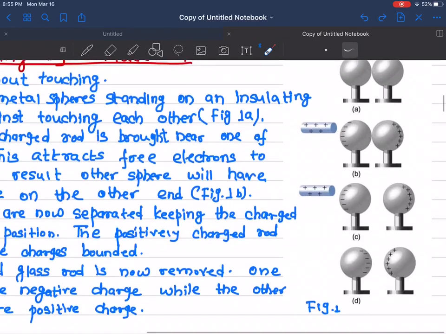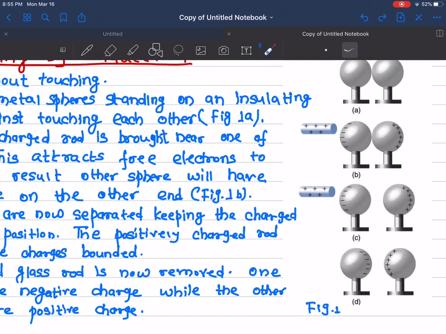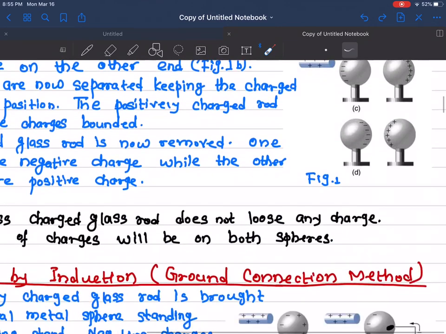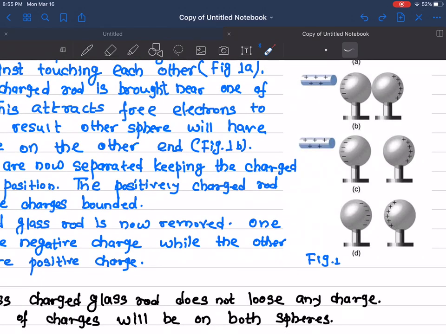So now we have separated the two metal spheres. Now once we remove the glass rod, these electrons will not move to the other side, because although positive and negative charges attract each other, these two spheres are not connected. So one sphere will have negative charge and the other sphere will have positive charge.